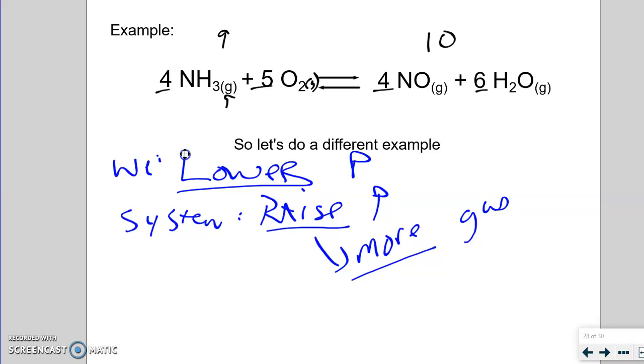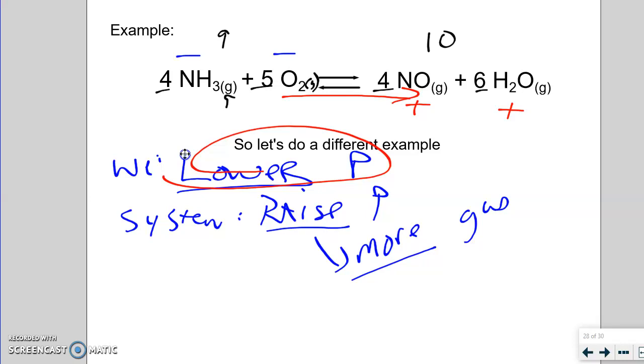So in this scenario, if we lower the pressure, then the system is going to want to raise the pressure. So it's going to want to go to the side with more gas molecules. So lowering the pressure is going to cause this reaction to run to the right. It's going to cause water to increase. It's going to cause nitrogen monoxide to increase. It's going to cause ammonia to decrease and oxygen to decrease. So those are some various scenarios involving heat and pressure changes and addition and removal of products and reactants, and what Le Chatelier's principle says will happen in those scenarios.